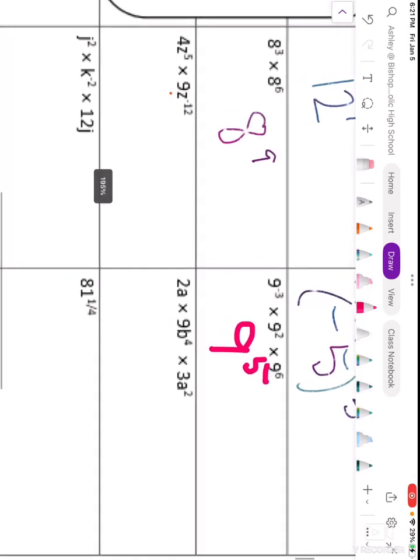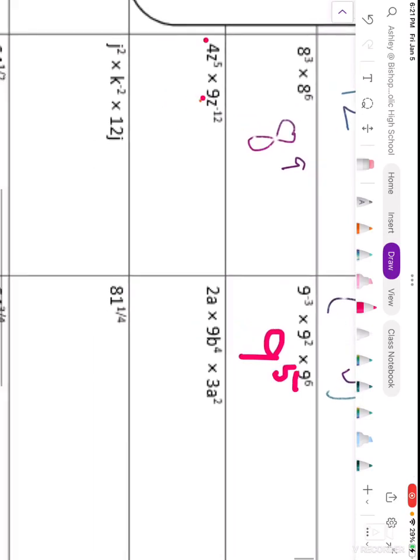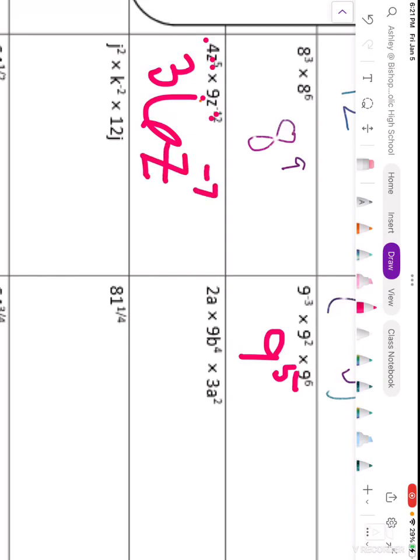Here, we can multiply. 4 times 9 is 36. And then the only part that really has an exponent is the z's, and they have the same base. They're both z's. So 5 plus negative 12, that's negative 7. We know from our last lesson we can simplify that further because with negative exponents you just flip, so we'll put that on the bottom. So we have 36 on top, z to the 7th on the bottom.